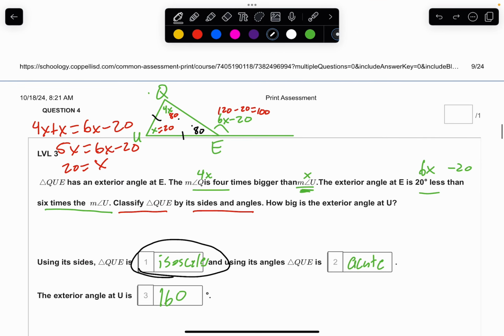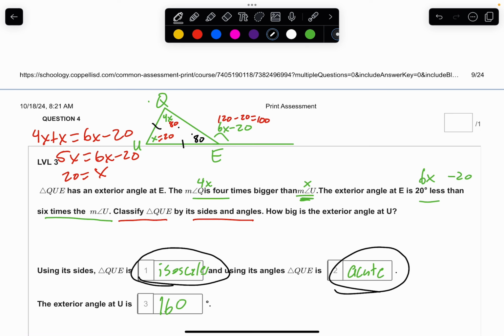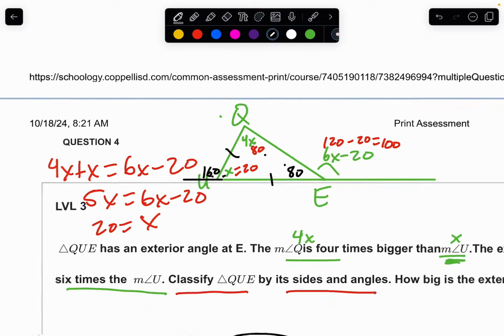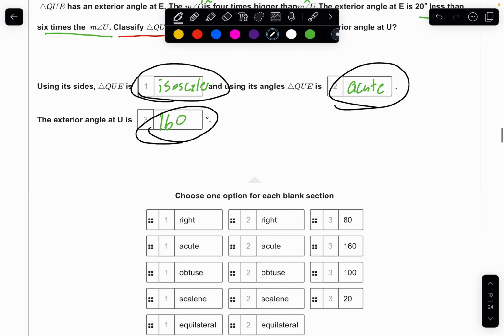And it is classify it by its angles. You name the triangle by its biggest angle. Well, its biggest angle is 80. And 80 is acute. Remember, every triangle has two acute angles, so we always name it by the third angle, the biggest angle. And then the exterior angle at U. How big is, I'm running out of room here, but if I draw the exterior angle at U, how big is that angle? Well, that would be a linear pair. That would be 160. Got it. Love it.